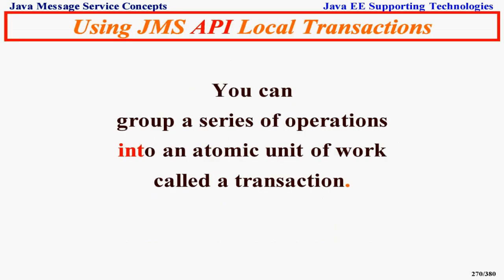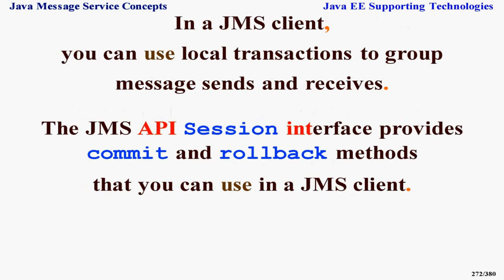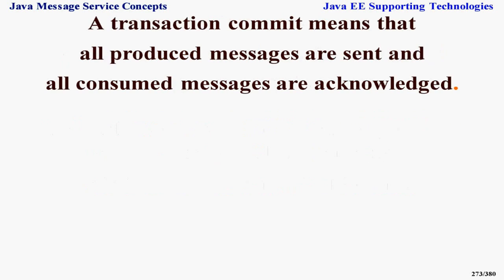Using JMS API local transactions, you can group a series of operations into an atomic unit of work called a transaction. If any one of the operations fails, the transaction can be rolled back, and the operations can be attempted again from the beginning. If all the operations succeed, the transaction can be committed. In a JMS client, you can use local transactions to group message sends and receives. The JMS API Session interface provides commit and rollback methods that you can use in a JMS client. A transaction commit means that all produced messages are sent and all consumed messages are acknowledged.